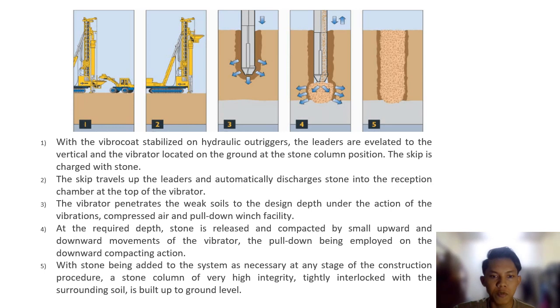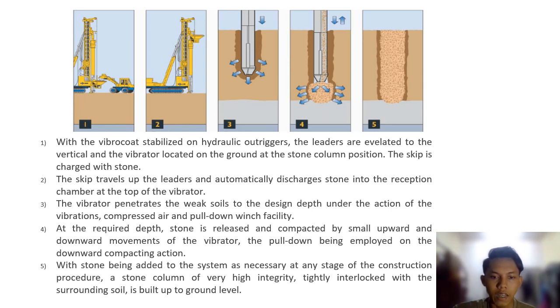The first one for a procedure, with the vibro rig stabilized on hydraulic outriggers, the leaders are elevated to the vertical and the vibrator located on the ground at the stone column position. The skip is charged with stone. Number 2, the skip travels up the leaders and automatically discharges stone into the reception chamber at the top of the vibrator. Third one is the vibrator penetrates the weak soils to the design depth under the action of the vibration, compressed air and pull down facility.